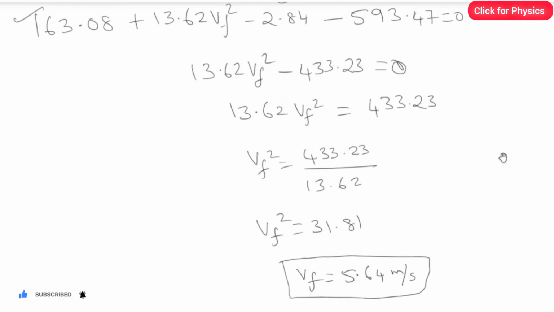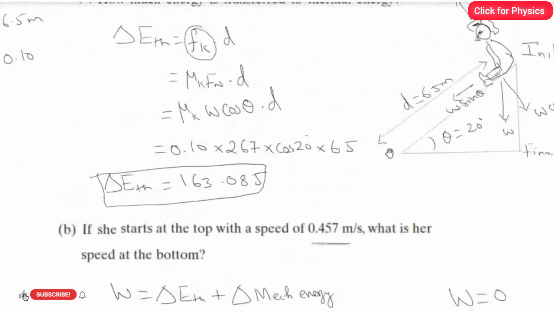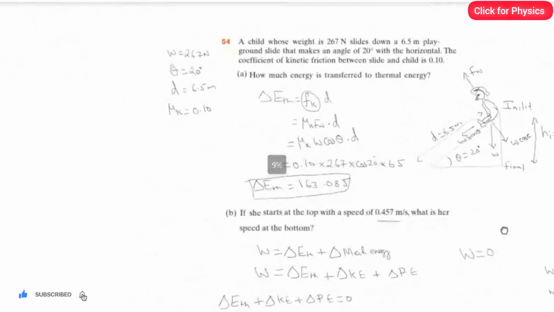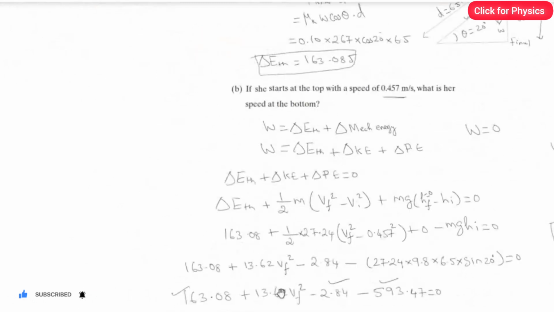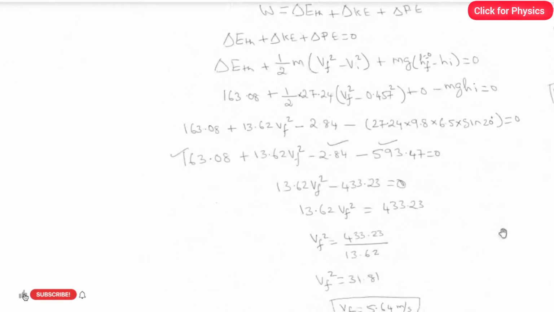So that means when the child comes to the bottom of the slide, what is her speed? Her speed is 5.64. So the most important thing in this question, when you simplify this part, you should be very careful. If you make any mistake here, then your final answer will be wrong. Clear? So this is the answer for this question. That's it. Thank you.